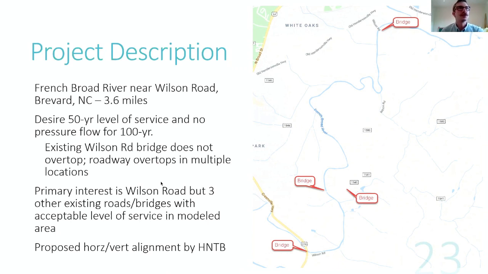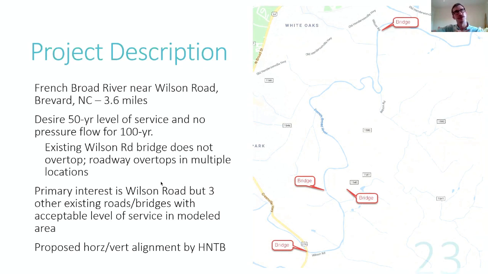We were looking at Wilson Road. You can see in this picture here that it runs along the right side of the French Broad River. And so we were looking at this. This is near Brevard, North Carolina, which is in the mountains. NCDOT desired a 50-year level of service along the road, and they didn't want to see pressure flow at the Wilson Road Bridge for the 100-year event.